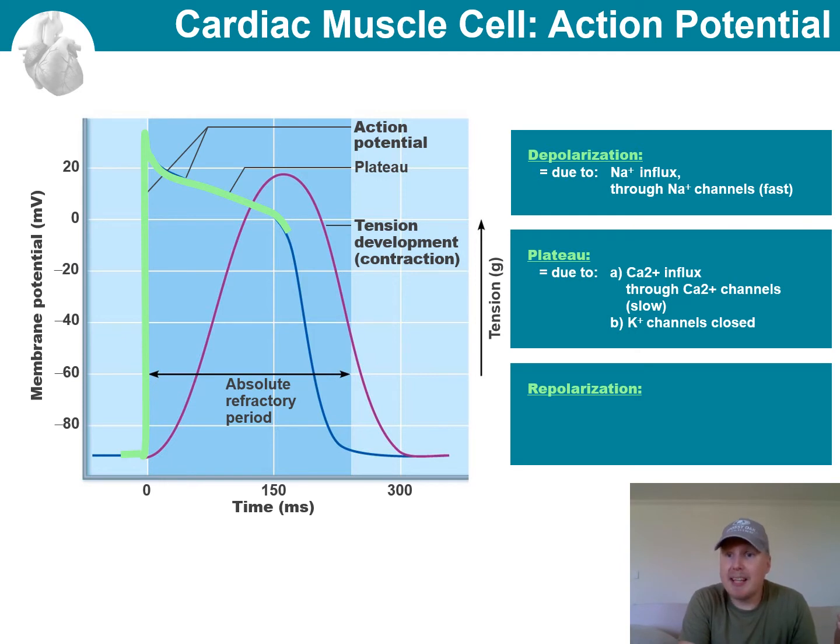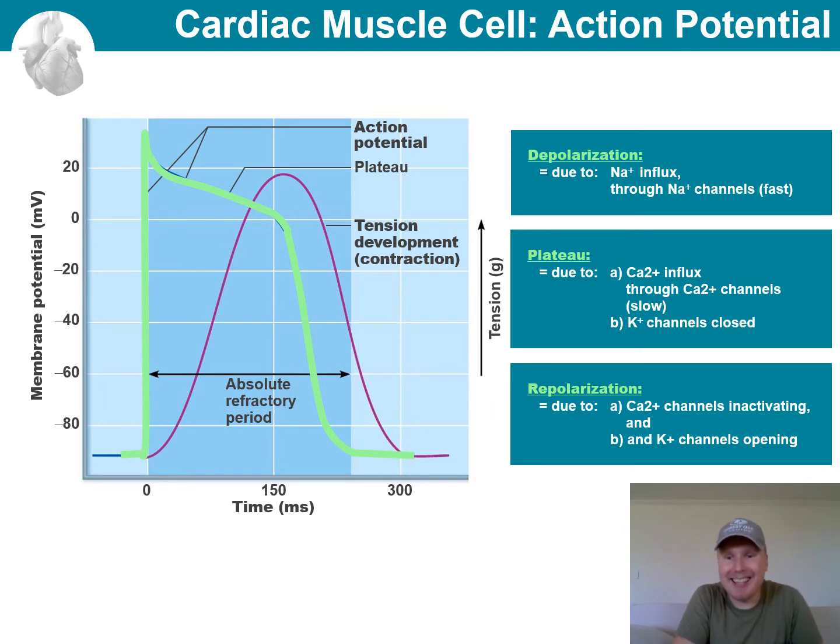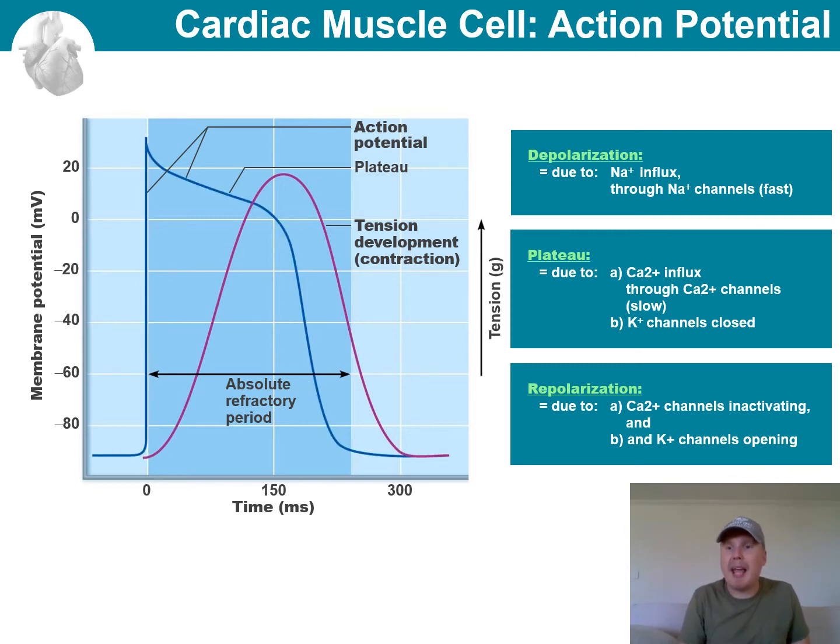Next, the plateau phase is a result of calcium influx into the cell. This happens through slow calcium channels. This keeps the cell depolarized because most potassium channels are closed. And finally, repolarization. This is due to calcium channels inactivating and potassium channels opening. This allows potassium efflux, which brings the membrane potential back to its resting voltage. So that's it for the action potential of cardiac cells.